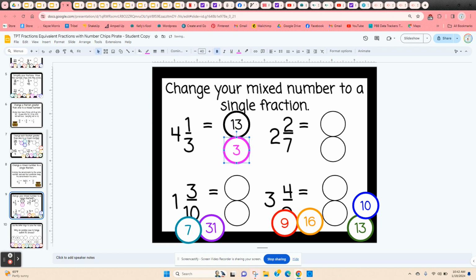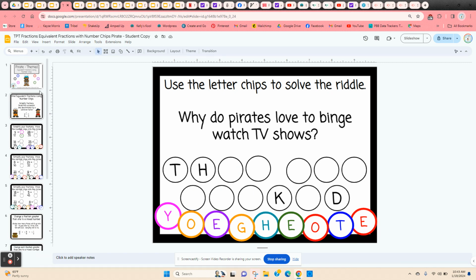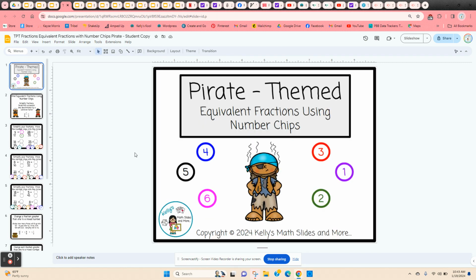And so on. Now on the final slide, they've got some letter chips. And so this is a riddle that they can solve if they finish the rest of the slide deck. And it's about pirates. So why do pirates love to binge watch TV shows? And they're going to see if they can figure out the answer by moving the letter chips into place. So this is the pirate-themed version of equivalent fractions using number chips.